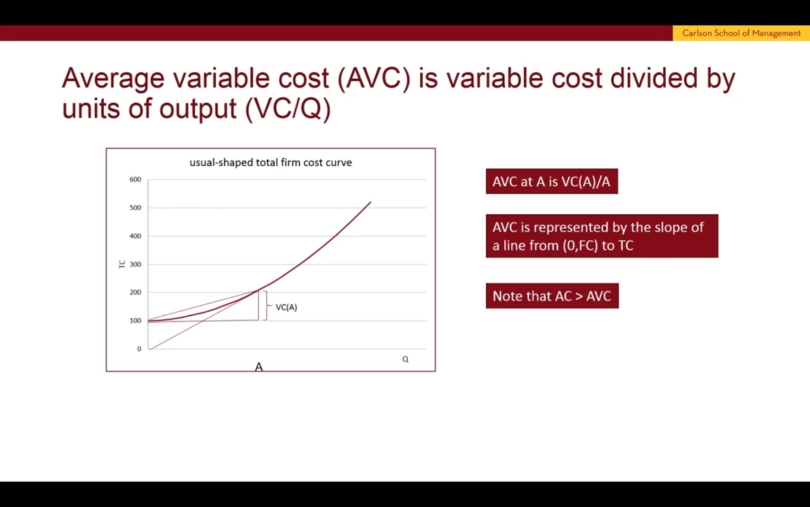The average cost of producing A is the slope of a ray from the origin up to the total cost of A. The average variable cost is the slope of a ray from that 0, FC point, 0, 100, up to the total cost line. And of course, that higher ray has lower slope than the average cost ray, and so the average variable cost is lower than the average cost.